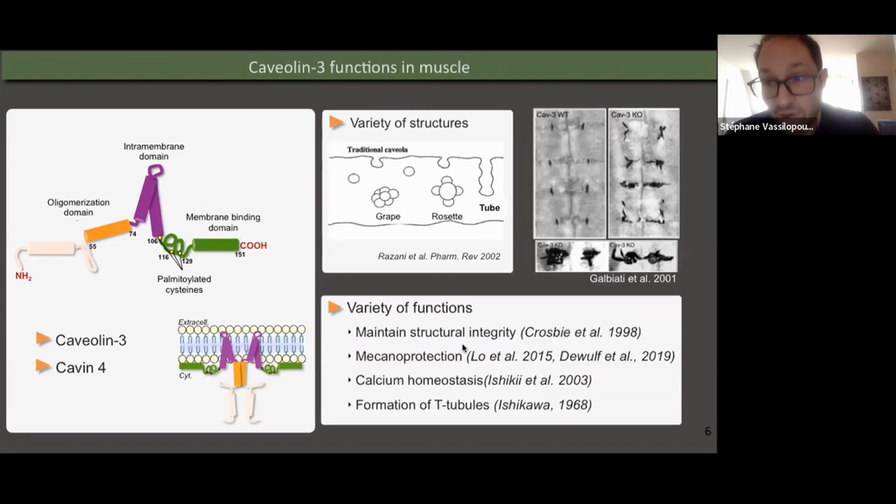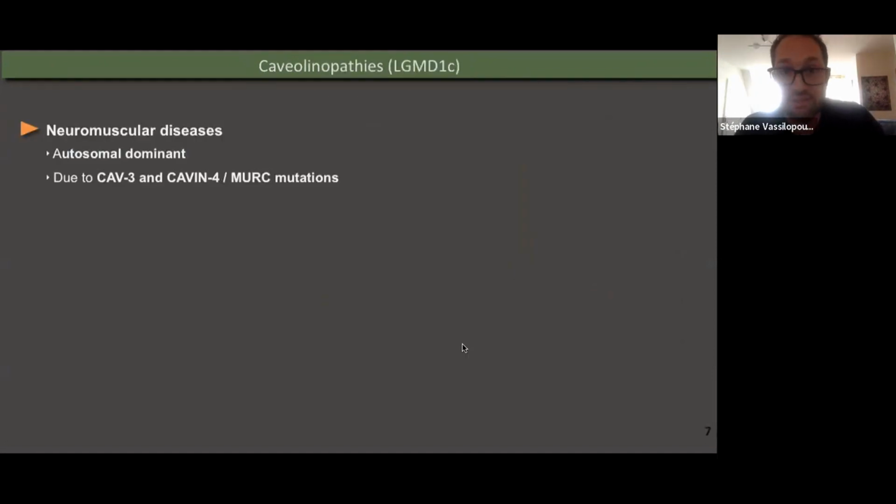And in fact, they're not only involved in the T-tubule formation, they seem to be involved in maintaining structural integrity of muscle. This was something that was proposed quite a while ago, in the beginning of our understanding of caveolins. More recently they have been connected with mechanoprotection. So cells that are no longer capable of repairing their membrane need caveolins to actually repair the membranes. They're involved in calcium homeostasis. And last but not least, they seem to have some role in the formation of T-tubules, although this is unknown.